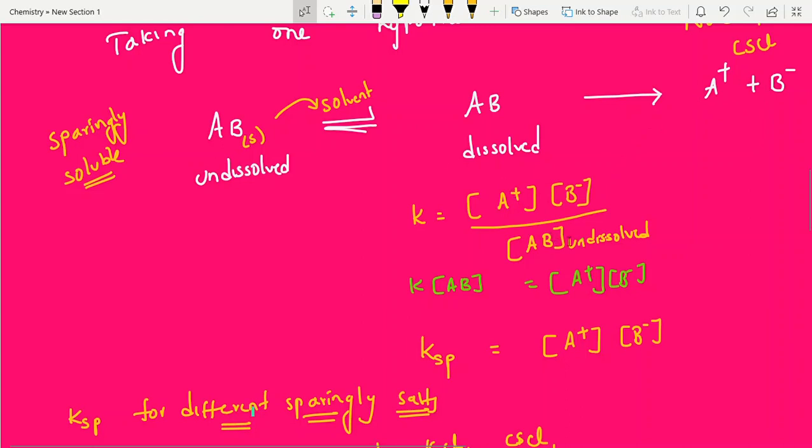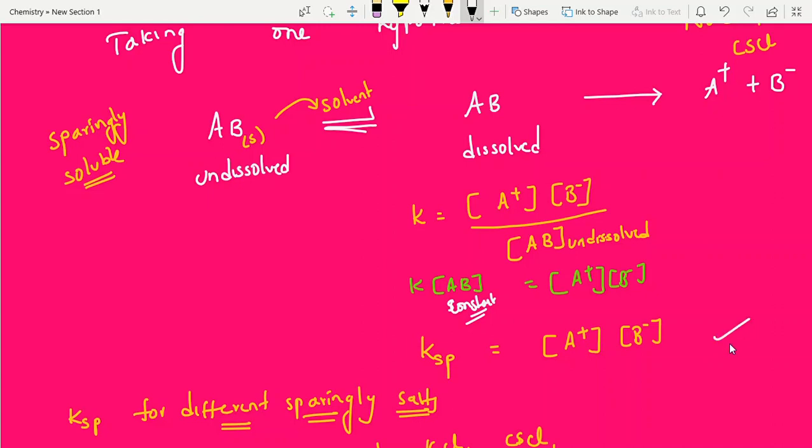This is undissolved. I have taken these two combinations, or else you can take the other two combinations also, no problem. So the undissolved salt you can bring to one side: K into AB equals A plus B minus. Right, students? Now, instead of writing two constants, you take AB as constant here. Why? Because that is undissolved salt. Undissolved salt has no dissociation, right? You take it as a constant, unity 1. So instead of writing these two, I am writing KSP, that is solubility product. KSP of AB type equals A plus B minus, like this. You will get the answer.